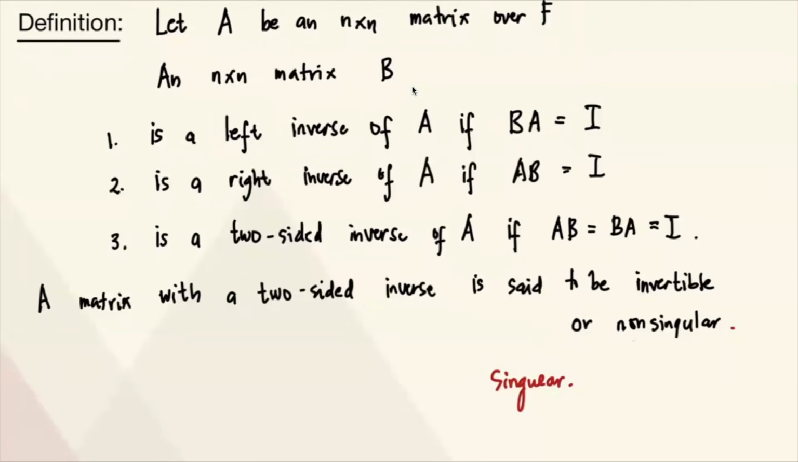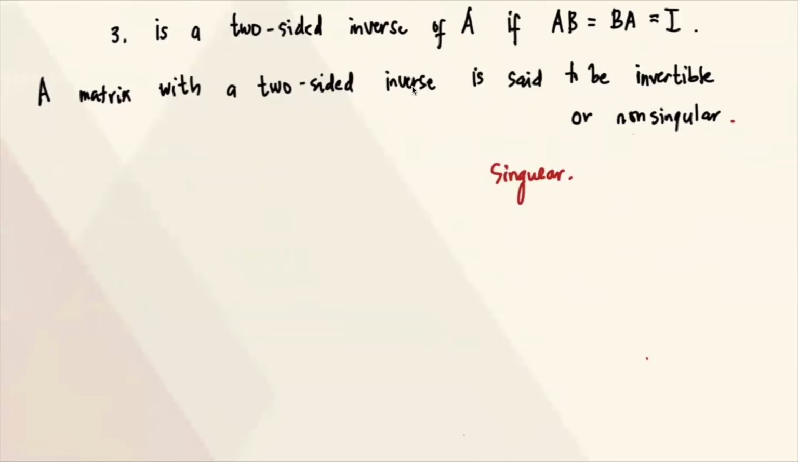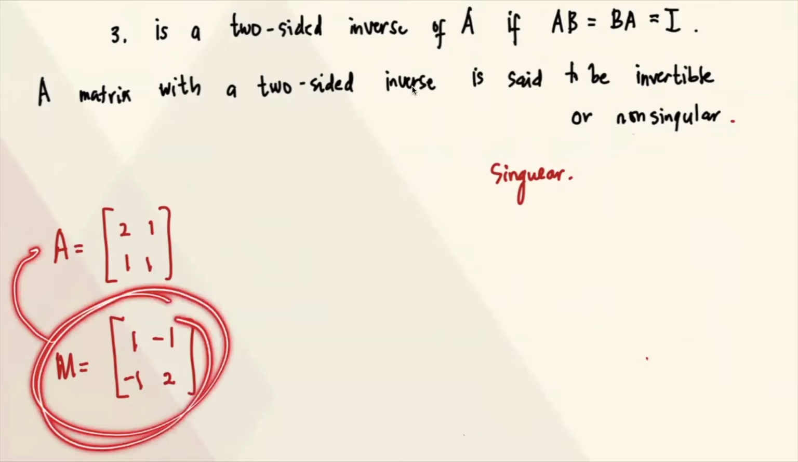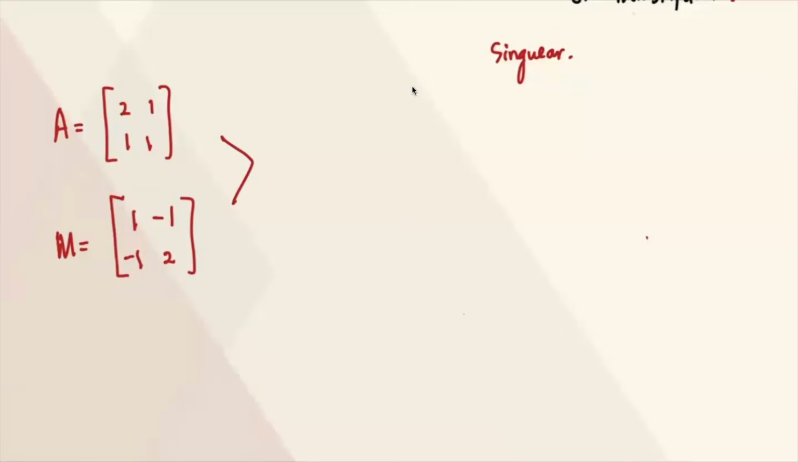Okay, to illustrate on that, let's consider a matrix. So let's say our matrix here is 2, 1, 1, 1. And let us say we have another matrix M. In this case, our M here is 1, negative 1, negative 1, 2. Now, we will check if this guy is an inverse of A. Okay, let's check our product of A and M. So this is 2, 1, 1, 1, times 1, negative 1, negative 1, 2.